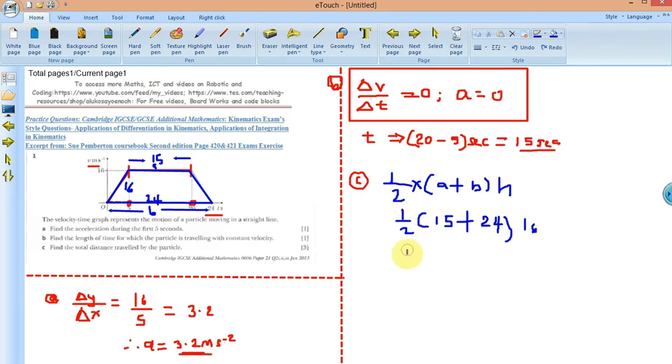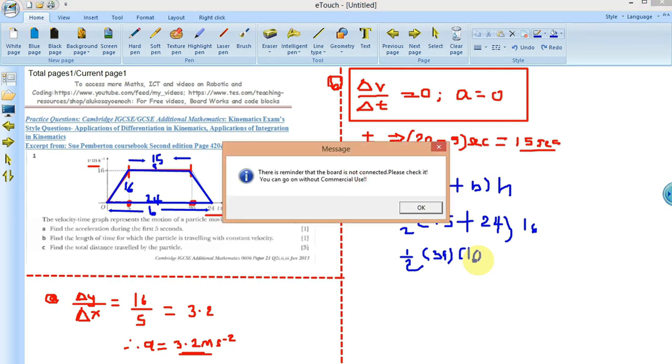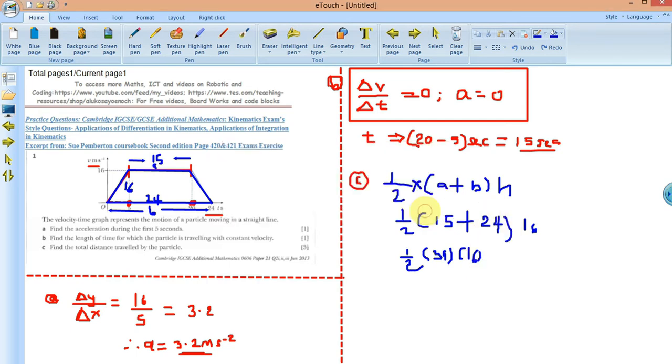So I think I'll just use the calculator to complete this. I don't need to waste much time. 15 plus 24 equals 39. So 39 times 16. Yeah, this question is quite simple, right? I'm going to solve a simple question today. Let's see, guys. Times 16, times half. 1 over 2 equals 312 meter.